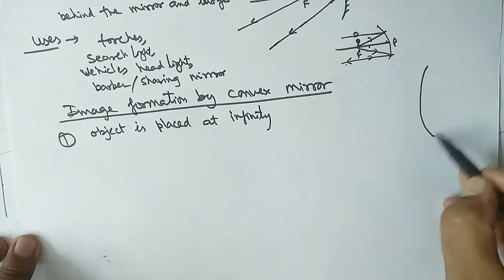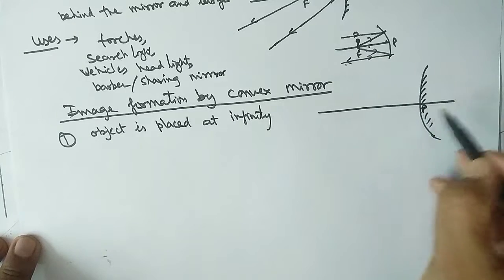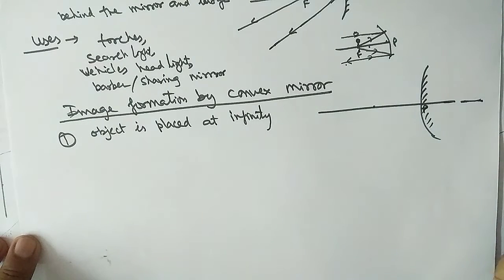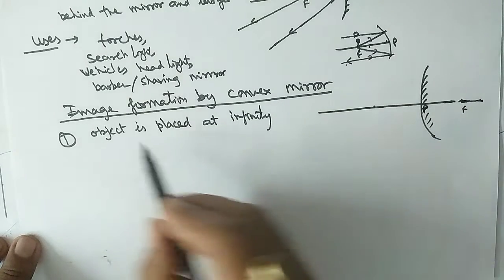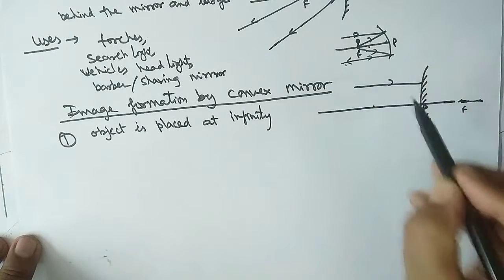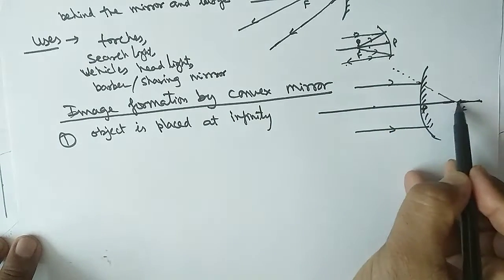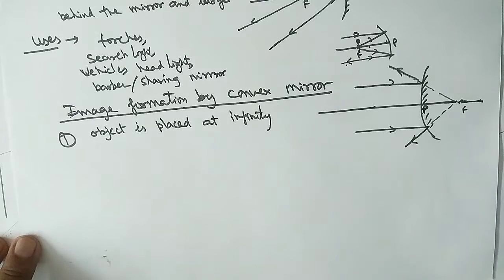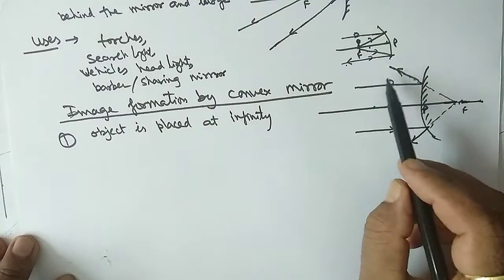See the image formation. Suppose this is the convex mirror. This is the pole. On this side, the focus and the center of curvature are always on the back side of the convex mirror. So when the object is at infinity, the incident rays will be parallel and will appear to come from the focus. It will reflect like this. Clear? So where is the image formed? It is at the focus, behind the mirror, and it is virtual and erect because the rays are not really intersecting here.